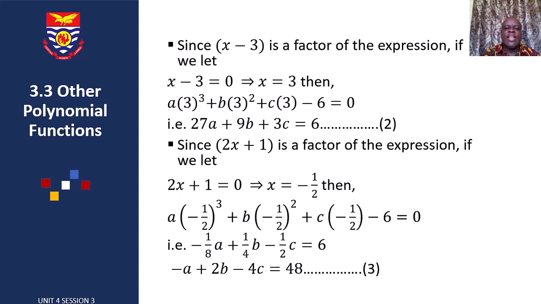We take the last factor, which is 2x plus 1. We make x the subject, and we get negative 1 over 2. We substitute negative 1 over 2 into the polynomial, and we get negative a plus 2b minus 4c is equal to 48. Equation 3.